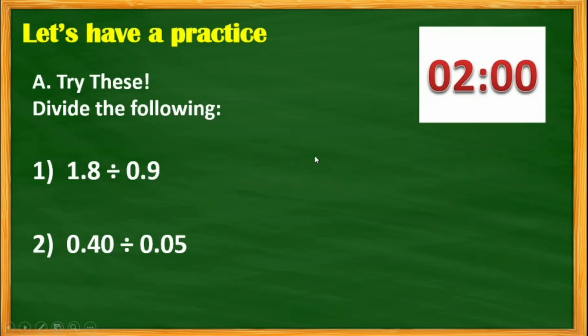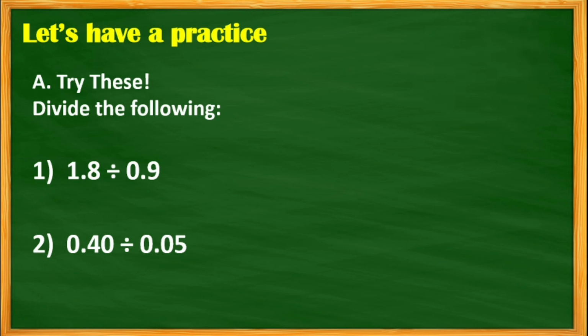Now, let's have a practice. Grade 5 pupils, try to answer this one. So, you're going to divide the following. You have 2 minutes. So, answer number 1. 1 and 8 tenths divided by 9 tenths. Number 2, 40 hundredths divided by 5 hundredths. You have 2 minutes. Your timer starts now.